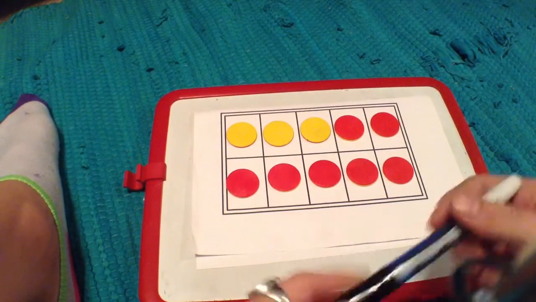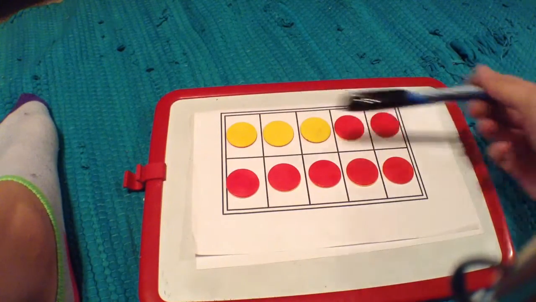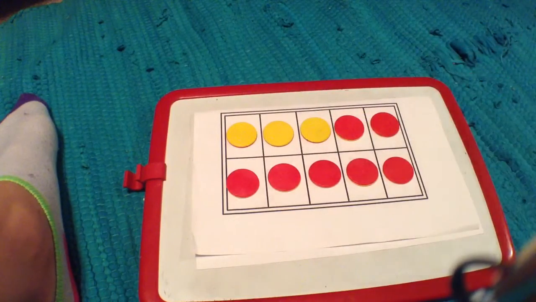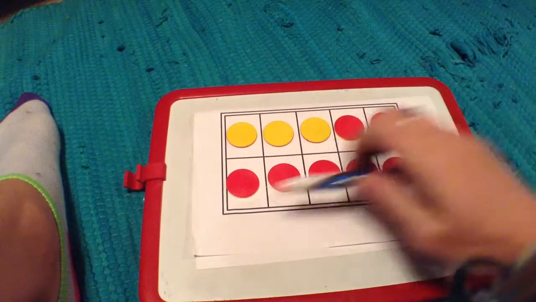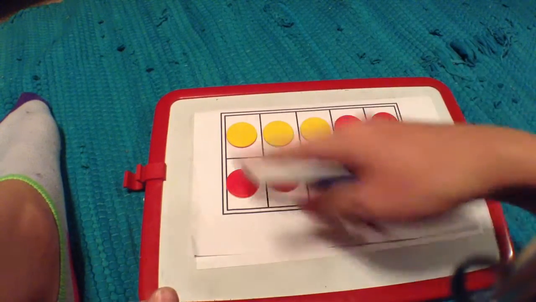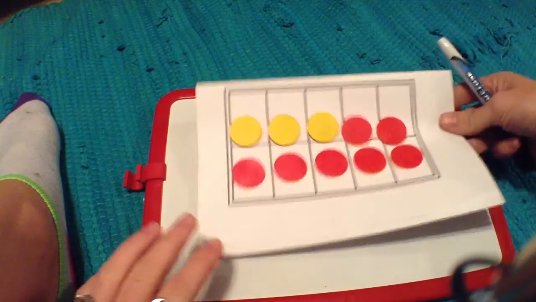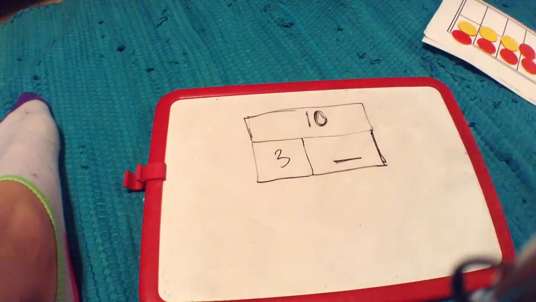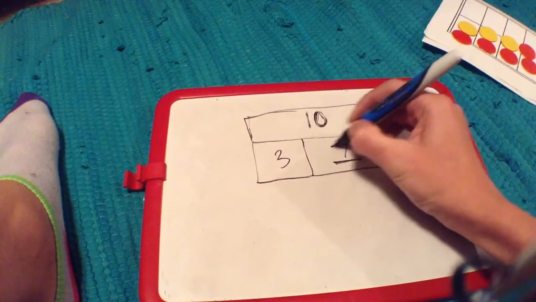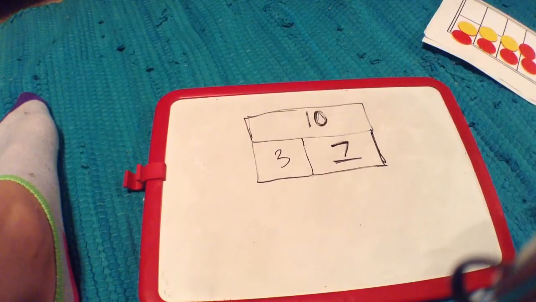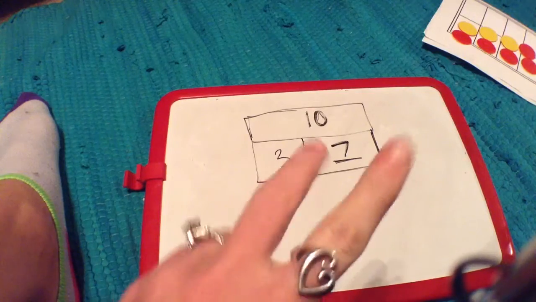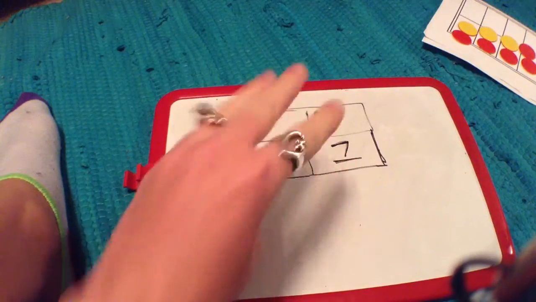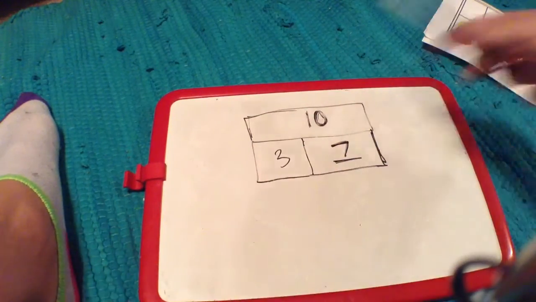Now, very easily we can tell that there are 7 girls. If there's 3 boys, the rest of them have to be girls because we have to have 10 all together. So, 7 girls. Now, we can check that. We can put 7 in our brain, and we can count up 8, 9, and 10. 3 there. 7 and 3 is 10.